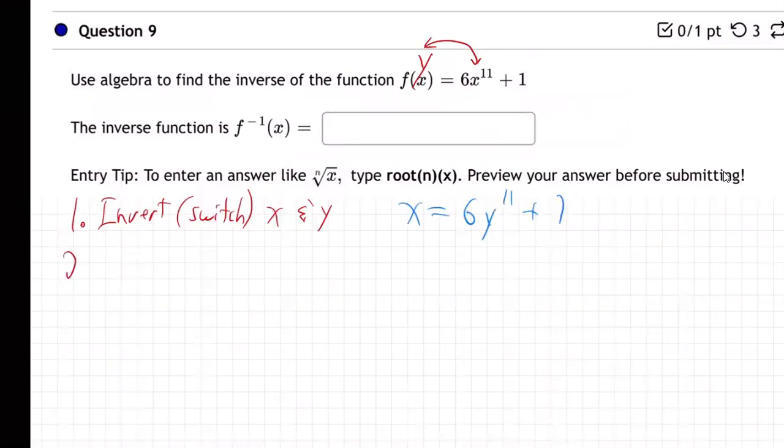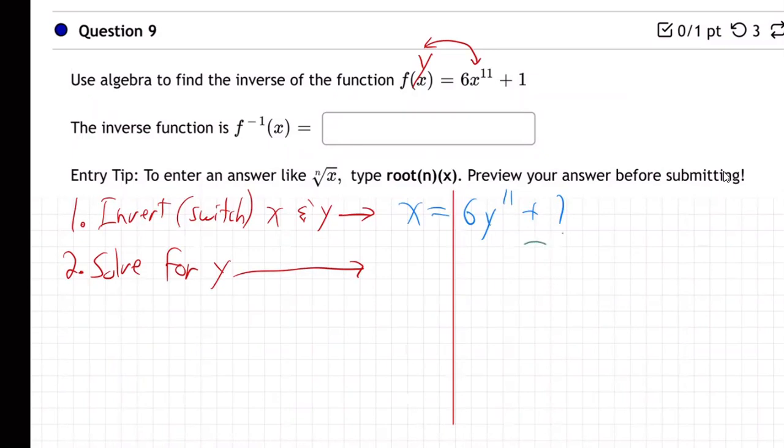Step number 2, solve for y. So let's do that. Here comes the equal sign separator. All right, so what are we going to do on this thing? We are going to try to solve for y. So let's start by subtracting 1 from both sides.